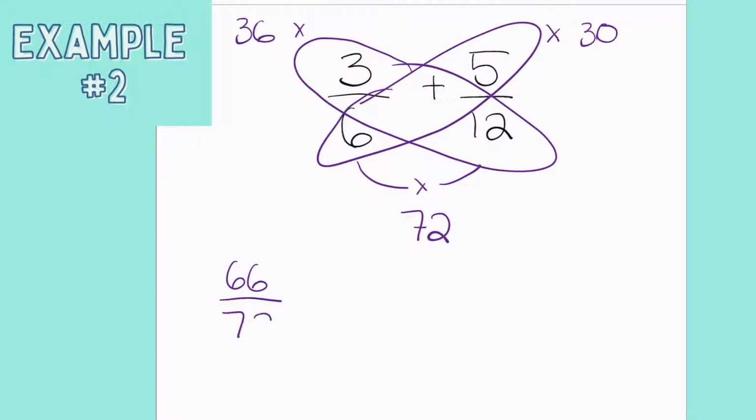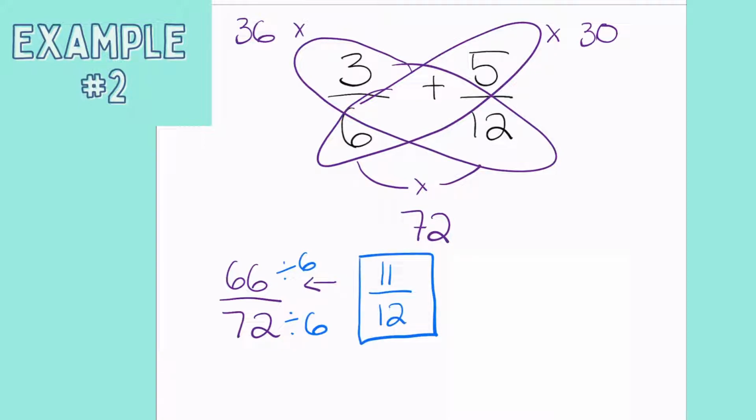Now, as a math teacher, I am gonna remind you to reduce, reduce, reduce. So what that looks like is the 66 and the 72 are both even numbers, so I can actually divide them both by 2, but I also know both numbers are multiples of 6, so I'm gonna divide the numerator and the denominator by 6. Remember, what you do to one, you must do to the other. That's gonna give us our fraction in its most simple form, 11 over 12.